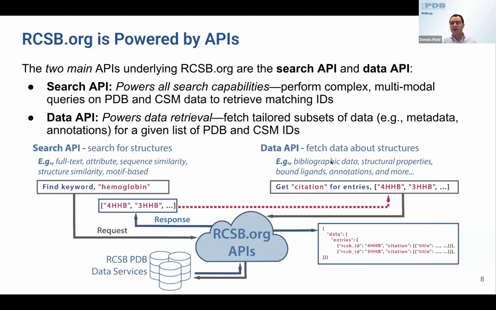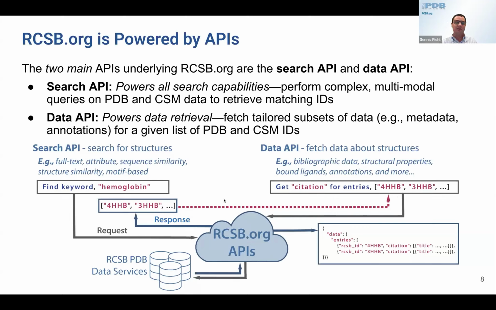On the data API side, you can fetch data about structures. So this includes information like bibliographic data, structural properties, bound ligands, annotations, and more. And in this example, we're just fetching the citation information for this list of structures that was returned earlier. And this request is again sent to our API servers, and then in response, the citation information is returned.